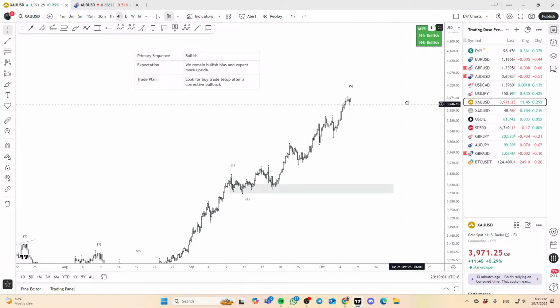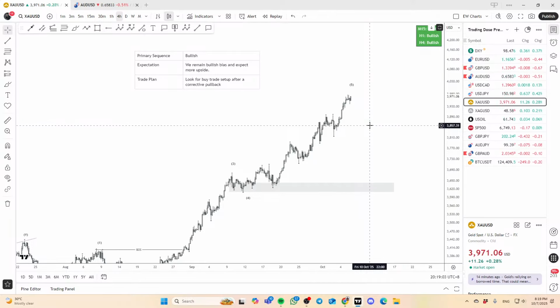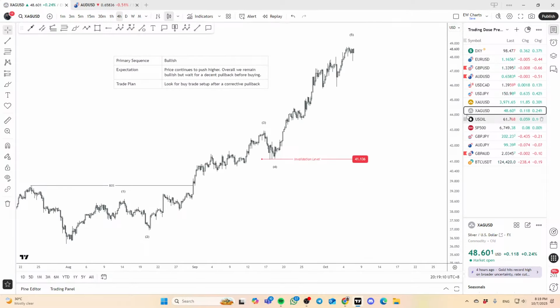What would be more sensible is, of course, after price pulls back, you get in at a better price point, and your risk reward can extend and increase significantly. So gold and silver, to be honest, there's really nothing much this week. Very, very similar to the yen pairs.